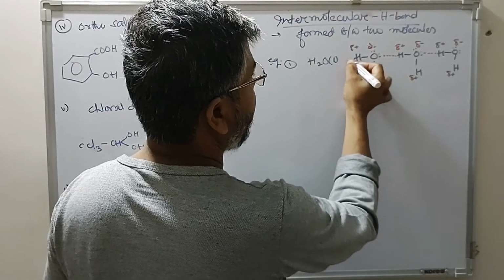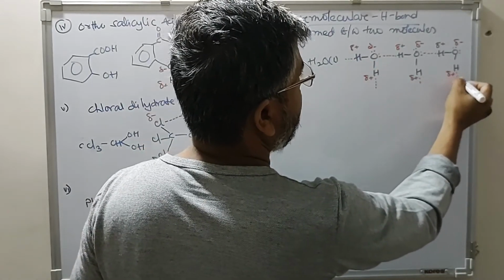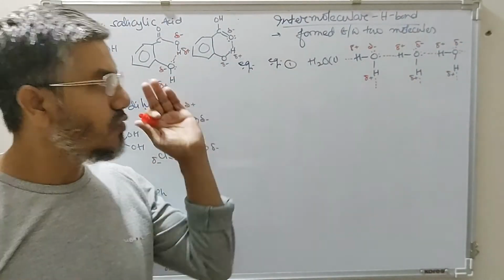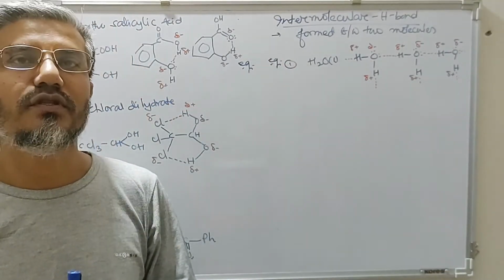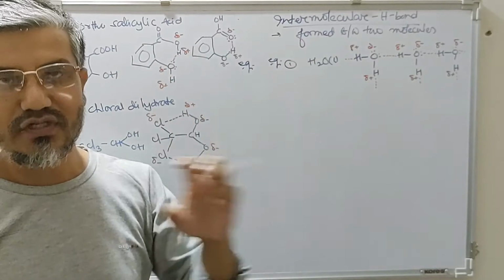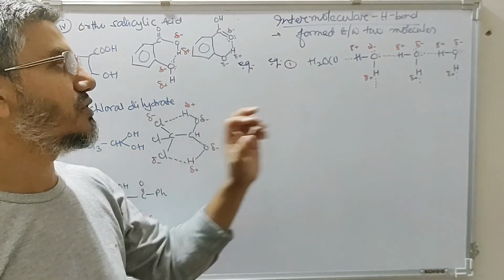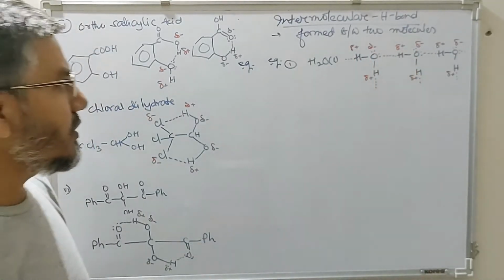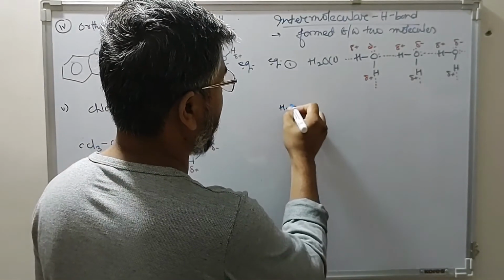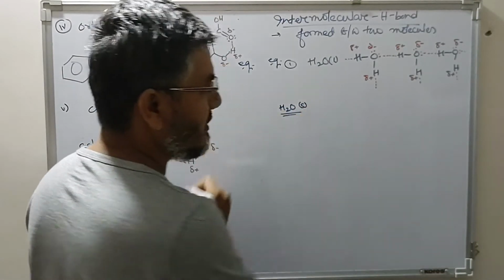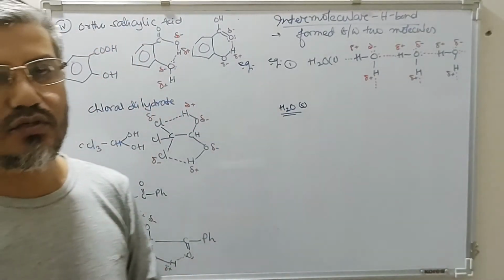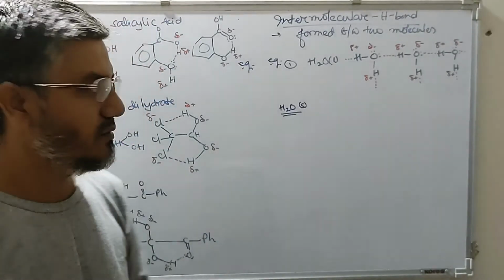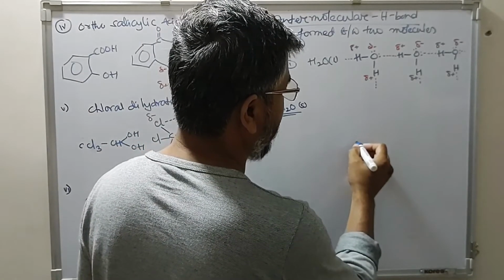Similarly, we can have a hydrogen bond here. We can also have a hydrogen bond here. So water is liquid because of its involvement in intermolecular hydrogen bond. Because of this intermolecular hydrogen bond, the boiling point of water is 100 degrees centigrade. The high boiling point of water is because of this intermolecular hydrogen bond. Now in solid H2O, that is ice, a single water molecule can be involved in a maximum of 4 hydrogen bonds.